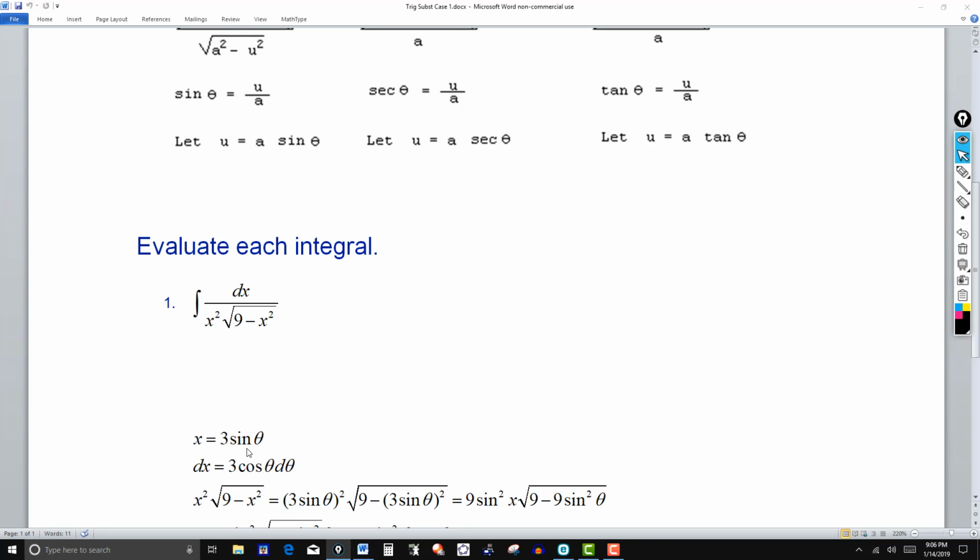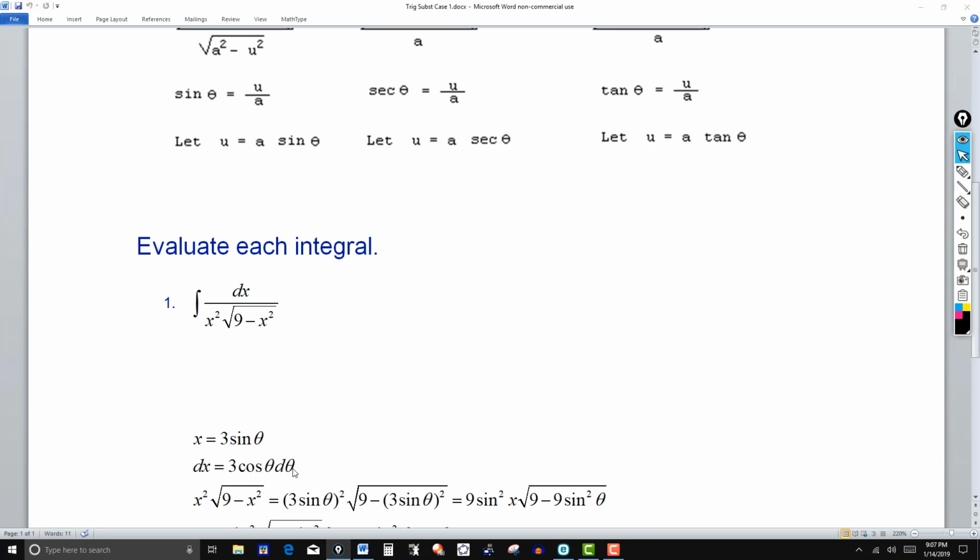So now the object is going to be to take this integral and transform it into an integral involving theta, d theta. Some constants will be involved also, but this is your main substitution, x equal to 3 sine theta. So taking the differential of both sides, this will be dx, the derivative of sine is cosine, and then you have your d theta.